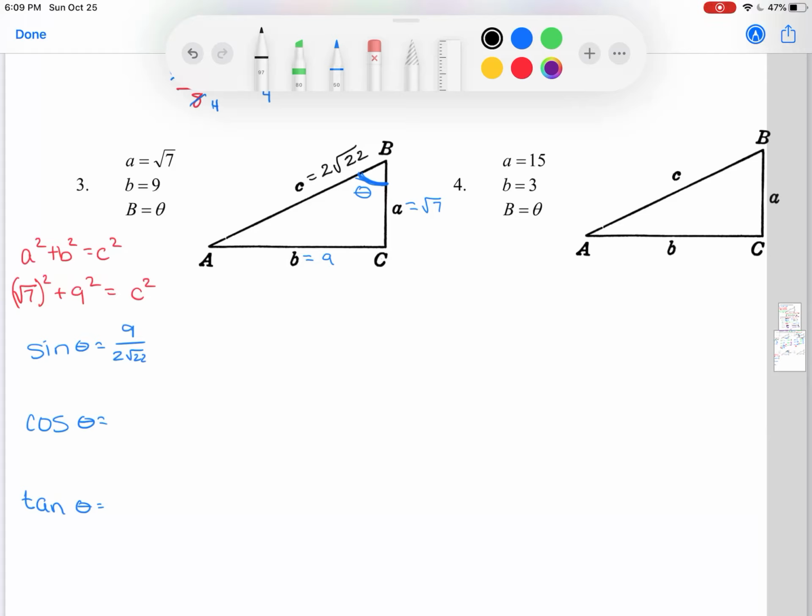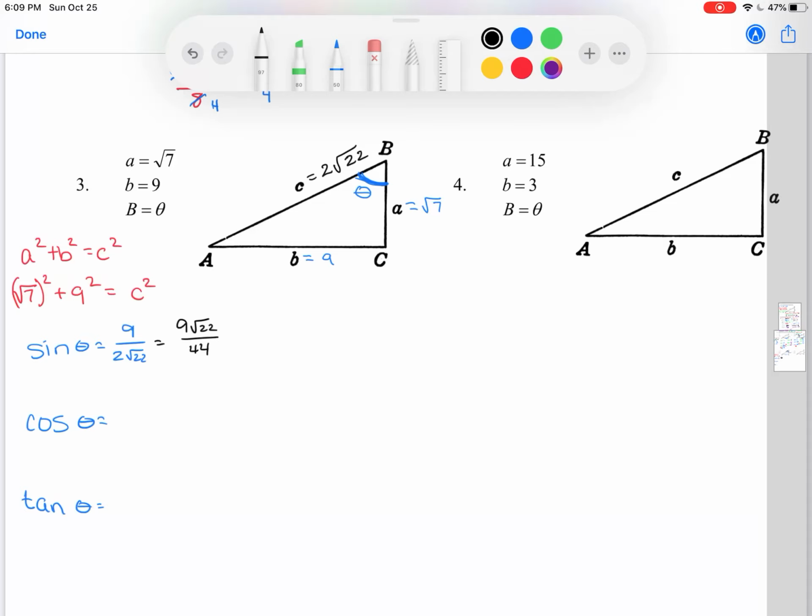So from angle B for sine, my opposite is 9 divided by my hypotenuse, which is 2 root 22. I don't like that root 22, so I'm going to multiply by either 2 root 22 or just root 22. And when you simplify and do all that, this should turn into 9 square root of 22 divided by 44.